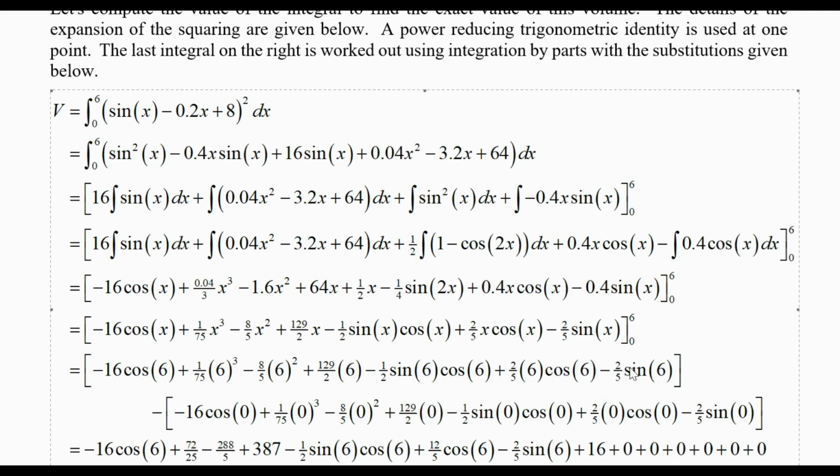All right, well, I guess I'm working from the back, so let's just keep going. So there is nothing to do here. Negative 2/5 sine of 6. Nothing. Well, I can do this. 6 times 2 is 12, so that's 12/5 cosine of 6.